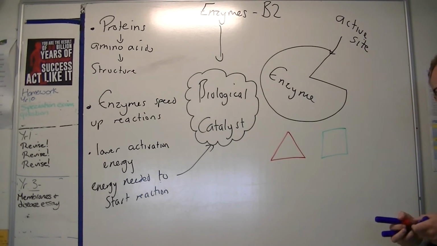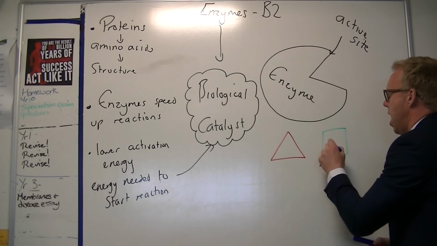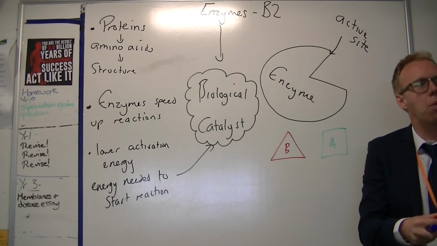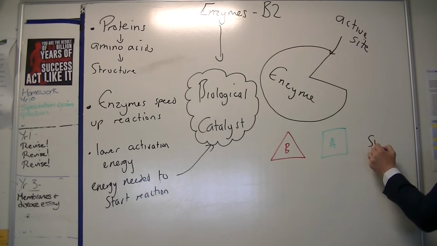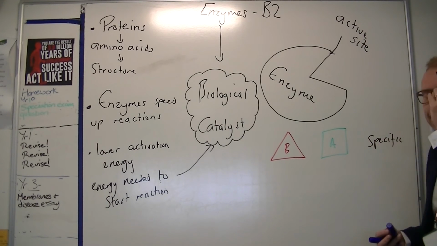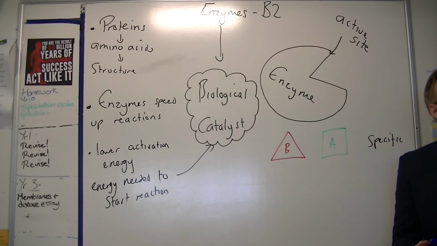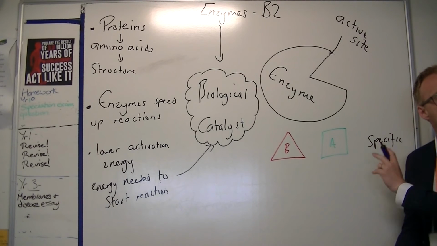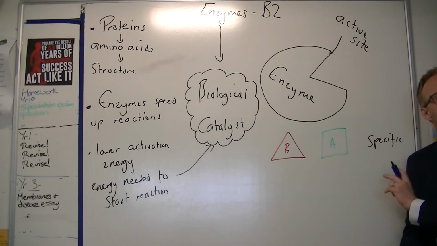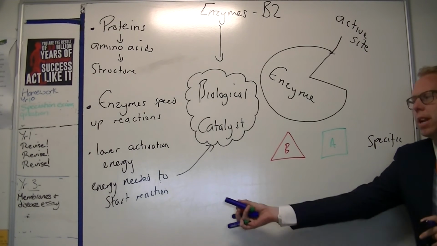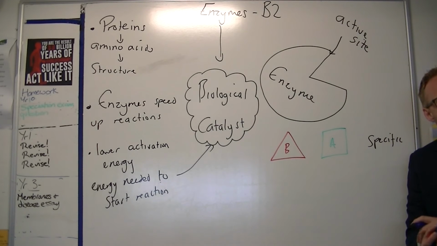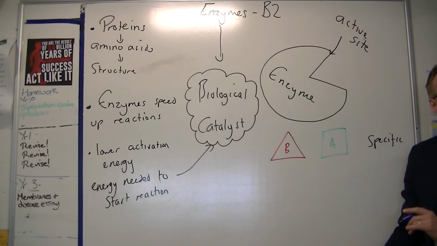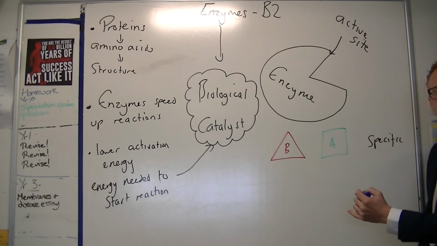Okay? And in this example, I've drawn substrate A and I've tried to draw substrate B. Enzymes are what we call specific. Now that means that they only work on certain substrates. Can you see by what I've drawn that this enzyme will only work on one of these two substrates? When I say work, I mean it'll only speed the reaction up. Which one? B. This enzyme will only work on substrate B because why?